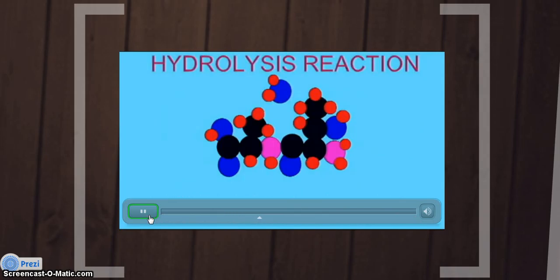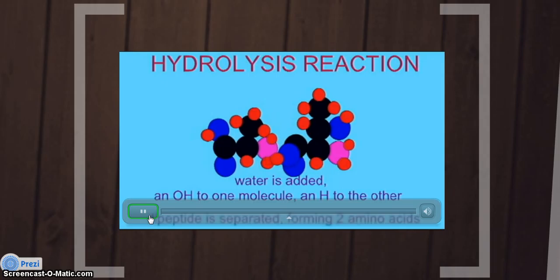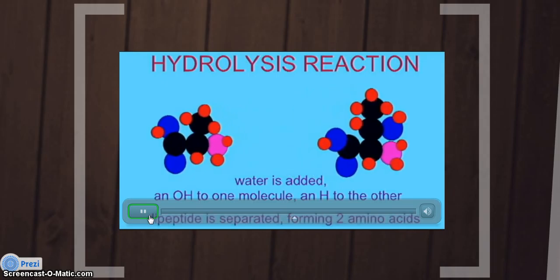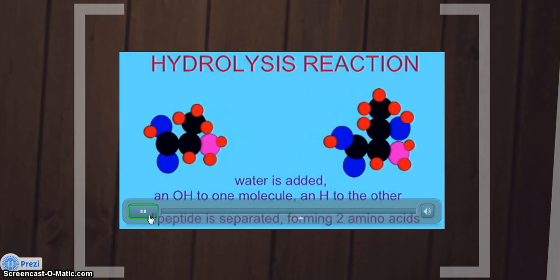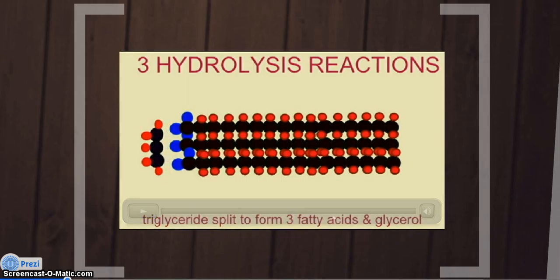Hydrolysis reactions can also split dipeptides. An OH is added to one of the amino acids and H to the other, and this separates the dipeptide into its separate amino acid components. Three separate hydrolysis reactions can split a triglyceride into glycerol and three fatty acids.